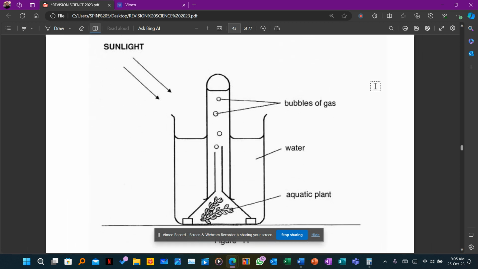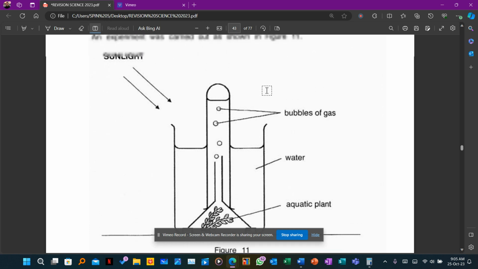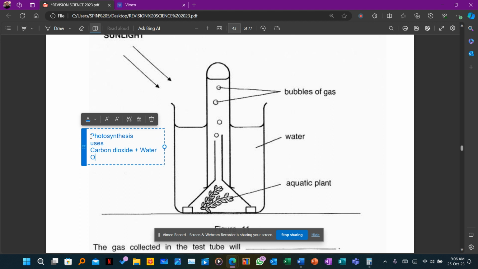Next one is about photosynthesis. You can see here there's an aquatic plant, and this aquatic plant produces bubbles of gas. Now, please be reminded that photosynthesis is a process where green plants use carbon dioxide and water. So, unlike human, plant uses carbon dioxide and water to make food, and in the end, they will produce oxygen plus glucose, which is their sugar, which is their energy.